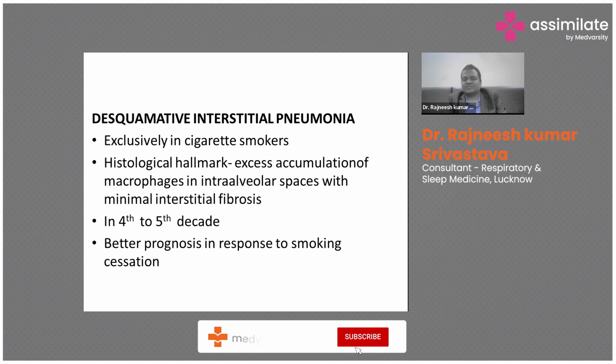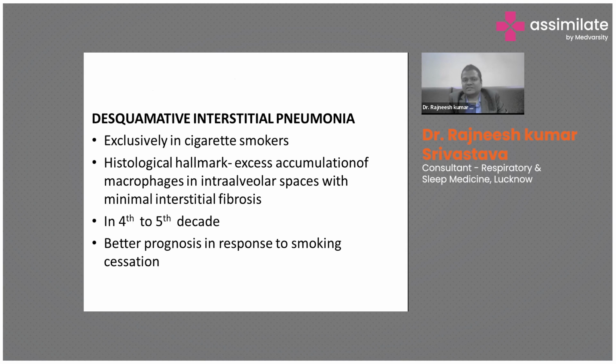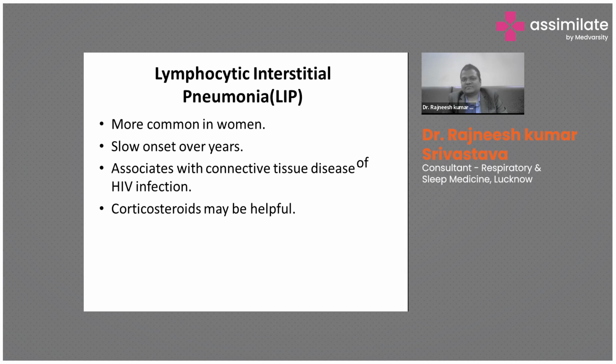Desquamative interstitial pneumonia is again a smoking related disease, which is a continuum: in initial stages the patient has RBILD, in later stages he may have DIP. Its histological hallmark is excess accumulation of macrophages in intra-alveolar spaces with minimal interstitial fibrosis, usually occurring in the 4th or 5th decade. Better prognosis in response to smoking cessation. So both these smoking related ILDs have a good response to smoking cessation, and a minority of the patients still progress in spite of smoking cessation.